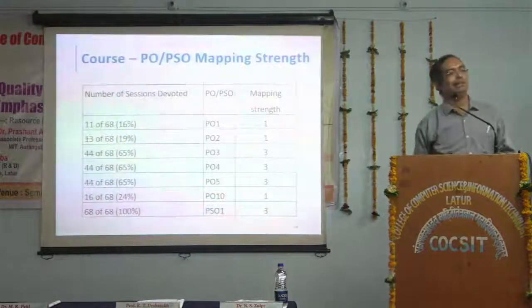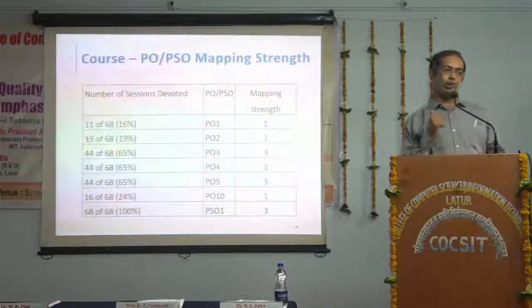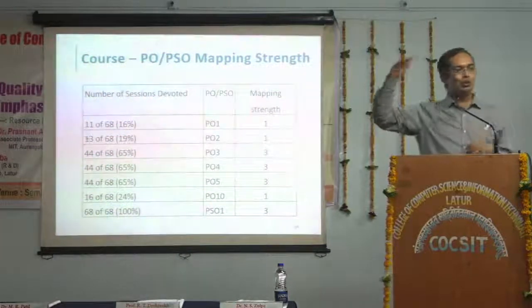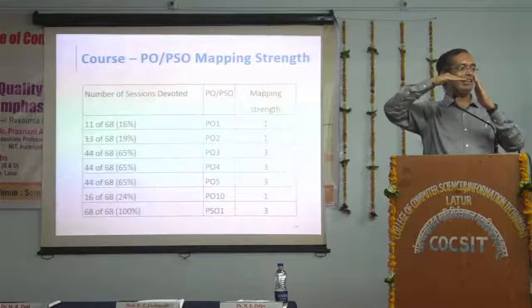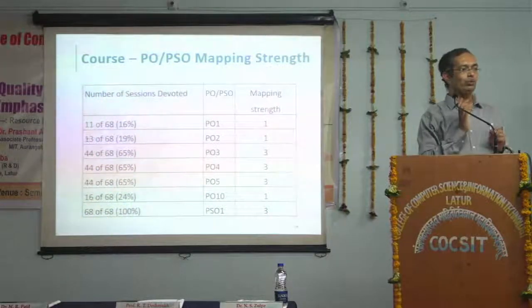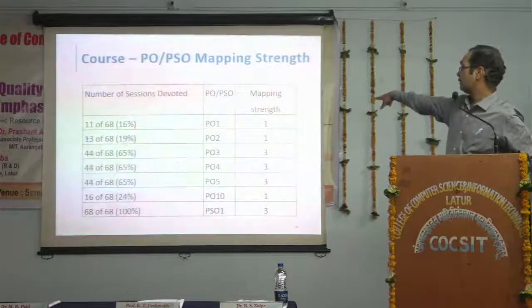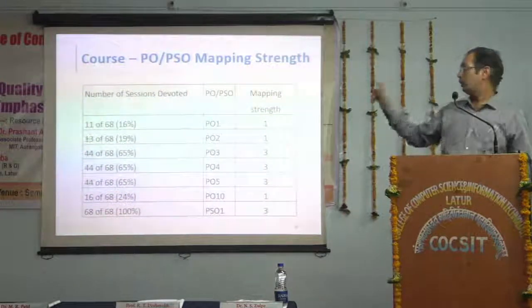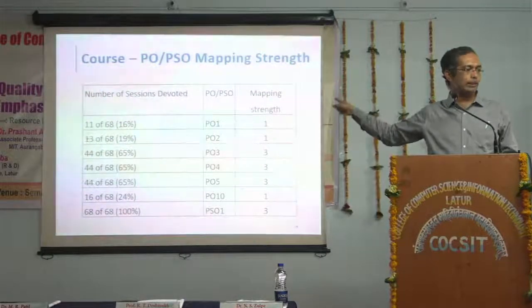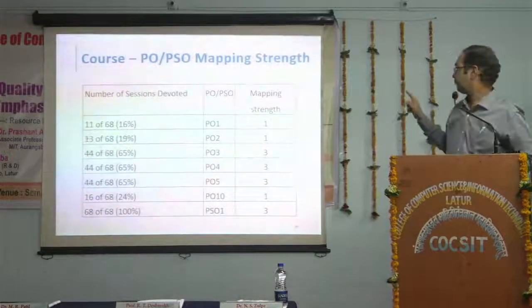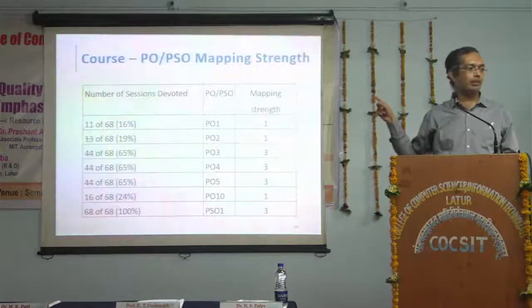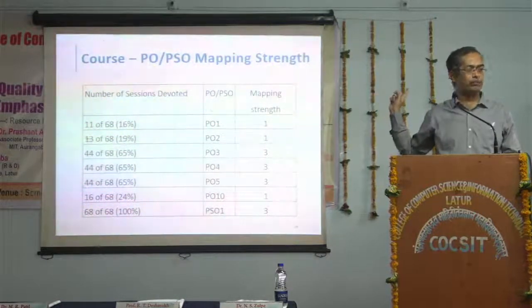Based on that I have decided the mapping strength. Could you understand this? How did I decide? I have shown you the different categories. If the mapping percentage is between 5 to 25, I say the mapping strength is 1. Because I am using 11 sessions out of 68 for PO number 1, it accounts to around 16%. So the mapping strength is 1.